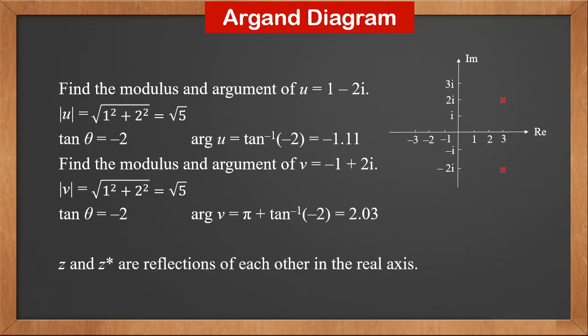Z and z's conjugate have the same real parts, and their imaginary parts are opposite of each other. Therefore, z and z's conjugate are reflections of each other in the real axis.